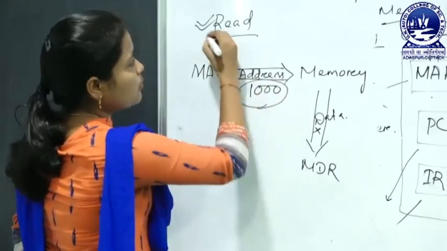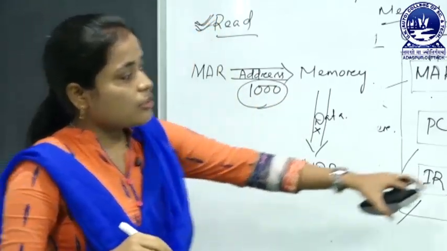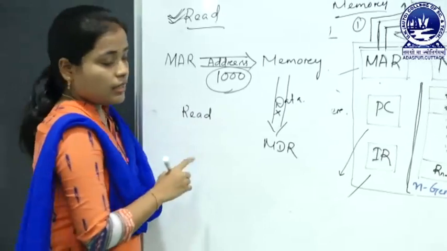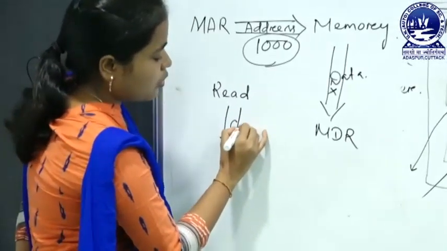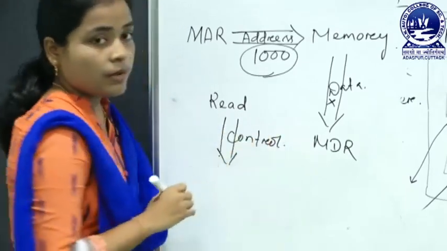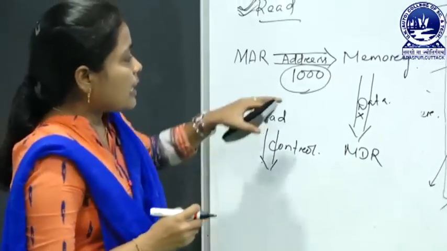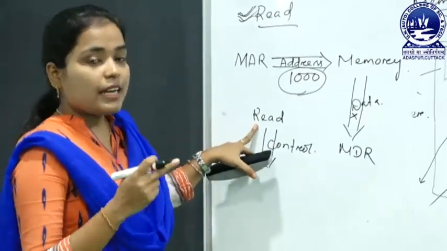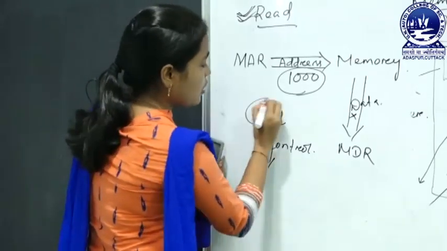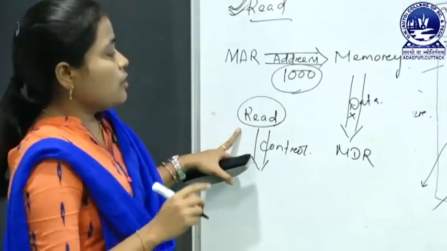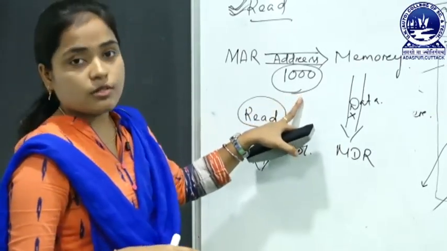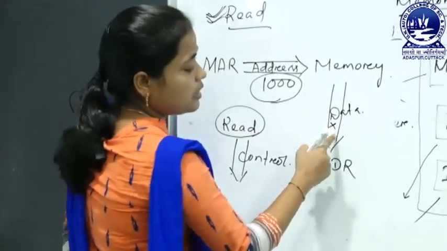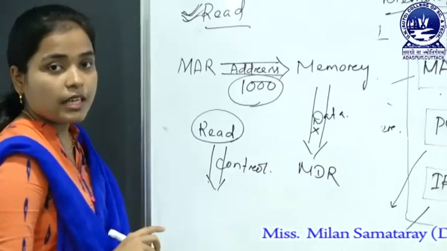And we have to do the read operation. So, the control unit will generate a control signal as read, and it will transfer it through the control bus to the processor. If the address bus contains 1000 and the control bus contains the read signal, that means the processor wants to read the content of memory location 1000. And after reading the content, it will be transferred through the data bus to the MDR.